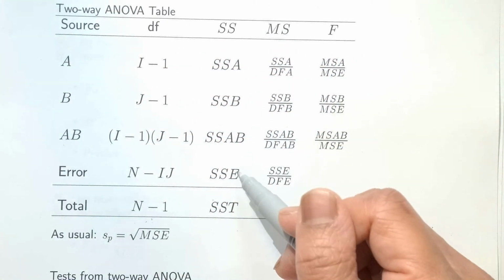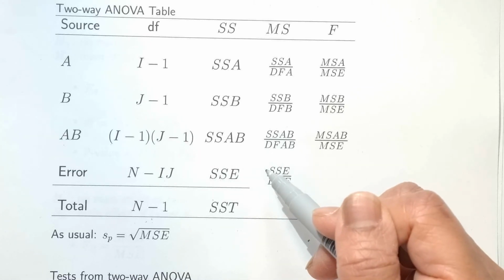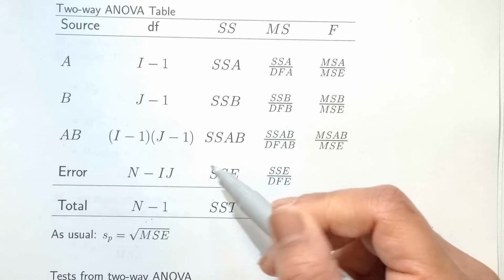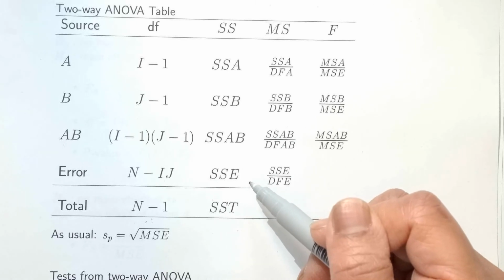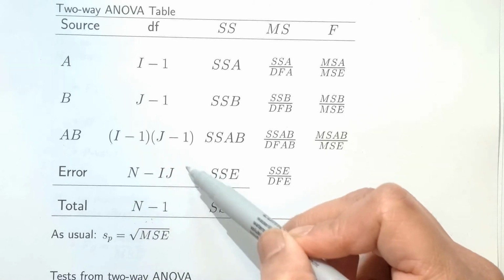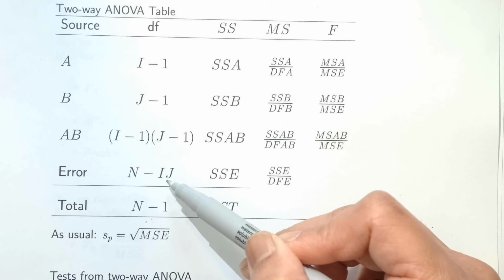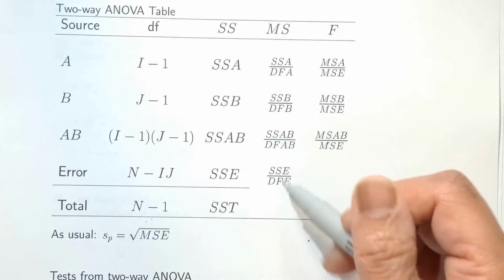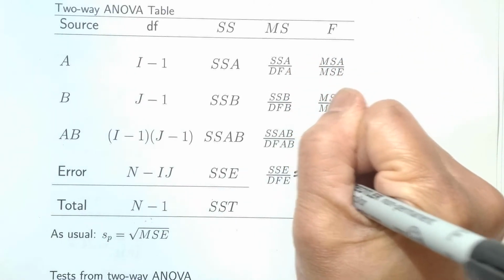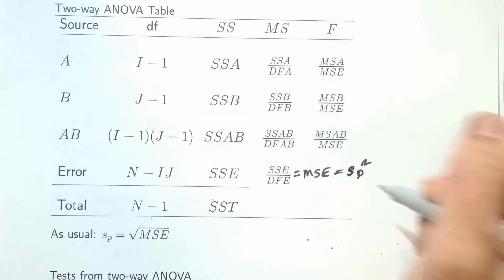So this, actually, even if you think about it, the sum of squares error, remember our mean square error is essentially our pooled estimate of variance. And remember, we talked about how the denominator, when we calculate S sub P, actually simplifies to being capital N minus capital I times capital J. So that is what our degrees of freedom is for the error. And we put these two together. So this is our mean square error, which equals S sub P squared.